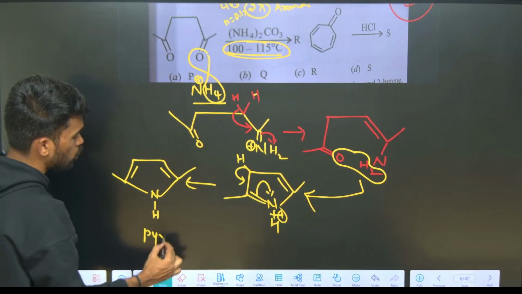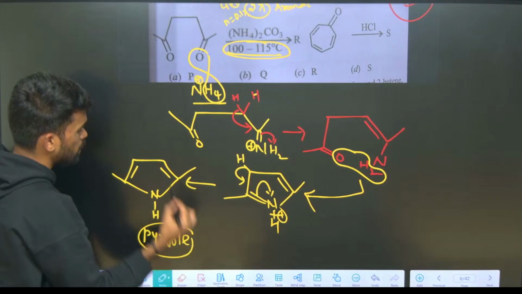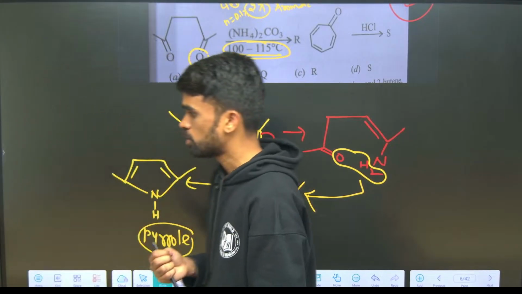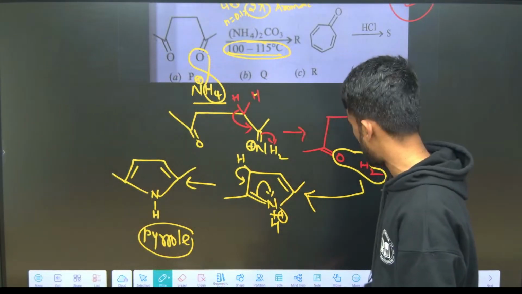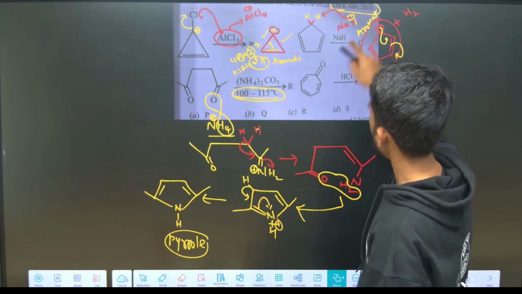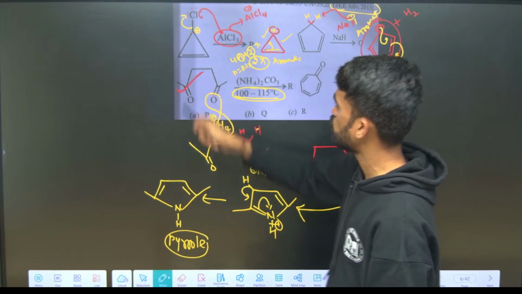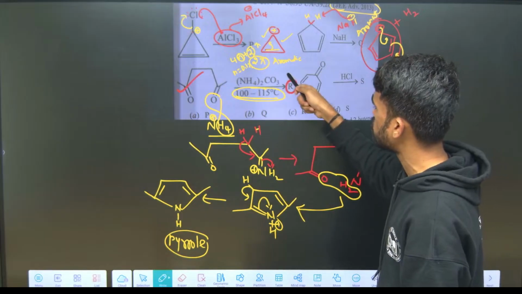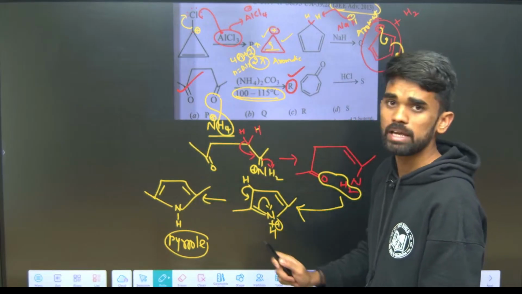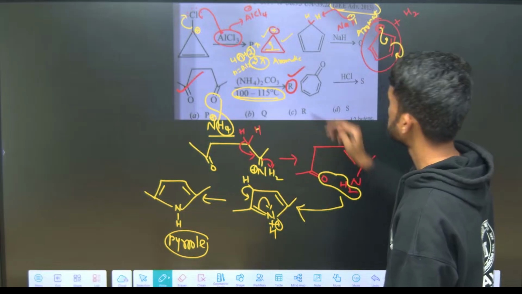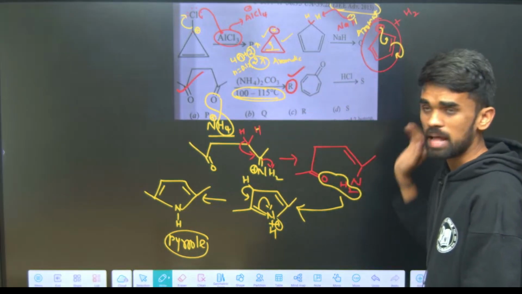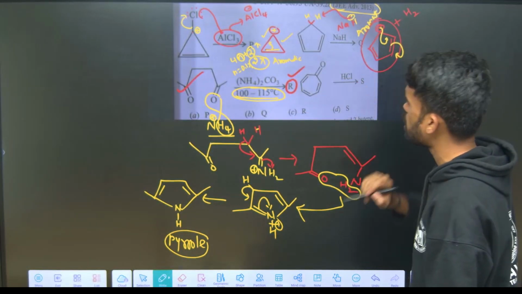So what is this? It is a pyrrole. Pyrrole is one of the very good examples of an aromatic compound. Pyrrole and furan are aromatic only. So what is the product R here? It is a pyrrole, which is an aromatic compound. So P, Q, R are aromatic compounds. Now even this compound is also aromatic.